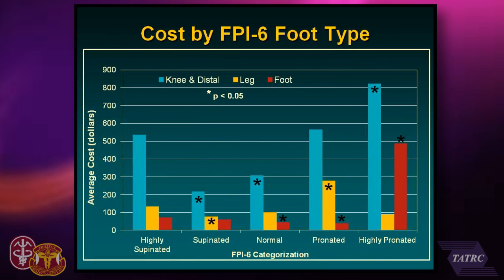If you look at just the leg injuries, you find that the pronated feet cost more, just under $300 per injury per soldier, compared to the supinated feet, which were under $100 per injury per soldier. And if you looked at the foot injuries, those that are highly pronated cost just under $500 per injury per soldier, whereas the normal foot were a lot less, closer to $50 per injury per soldier.